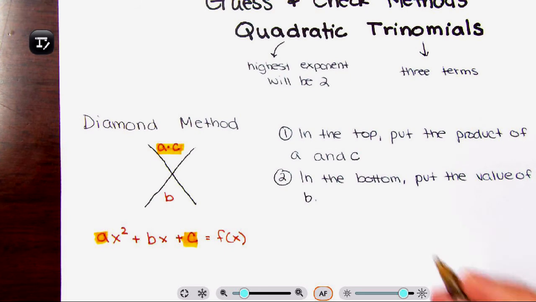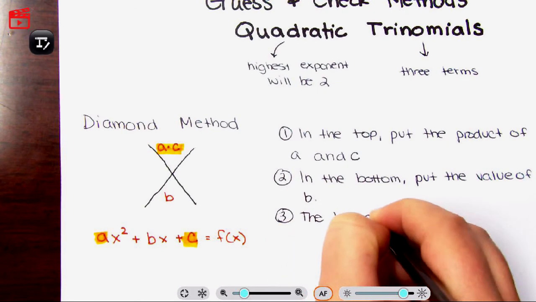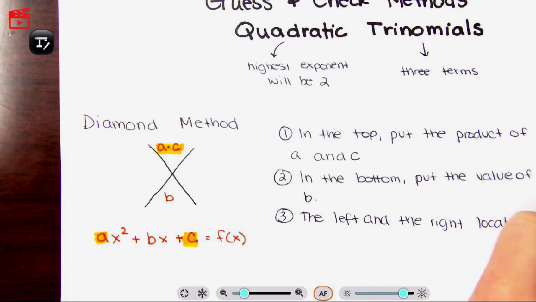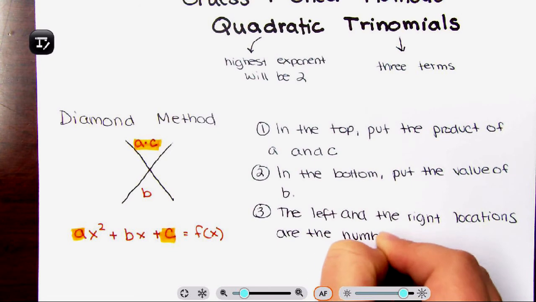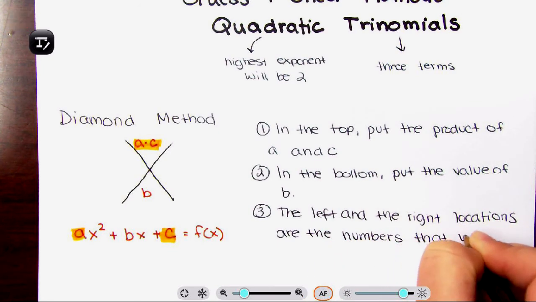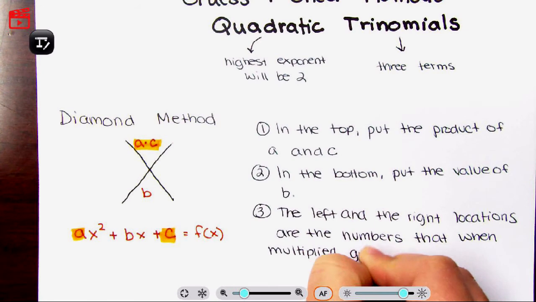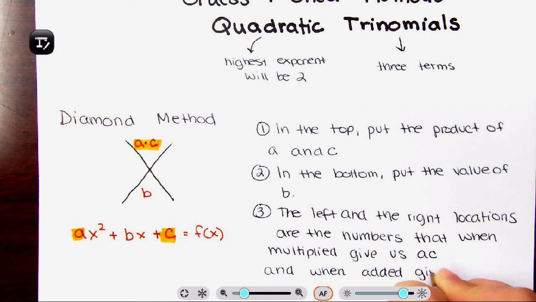Then step number 3, the left and the right locations are the numbers that when multiplied give us AC, and when added give us B. Okay, now so far nothing's really changed when we do the diamond method.